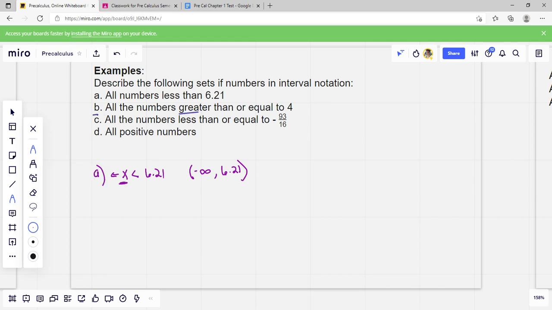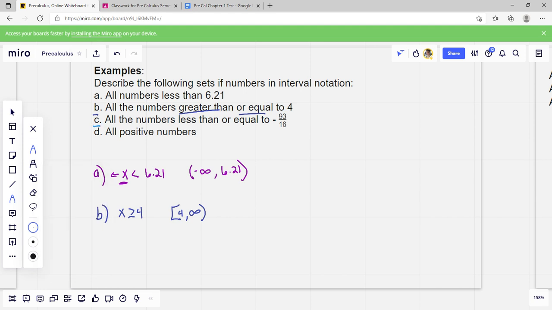B is all the numbers greater than or equal to 4. So everything greater than or equal to 4. We would have written that as x is greater than or equal to 4. To write that in interval notation, our greater than or equal to is going to be a square bracket, and our 4 goes there. And then we want everything after that, so we're going to use a positive infinity sign. When we use the infinity sign, we always use the rounded parenthesis, not the square bracket. So that's everything that is greater than or equal to 4.